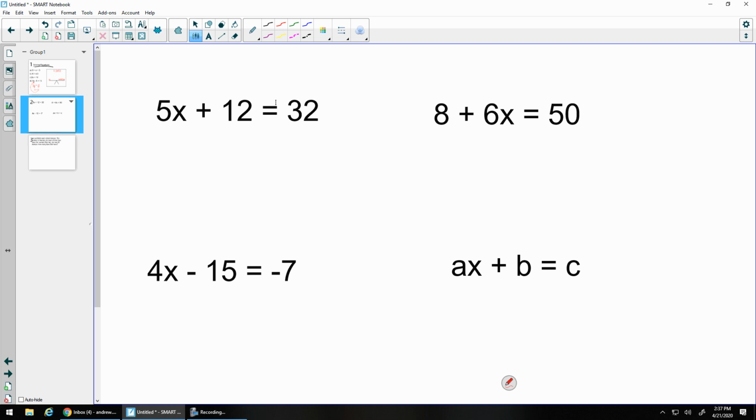So I want to get x all by itself. So first, I need to get rid of this 12. So it's positive 12, so I'm going to subtract 12, and I'm going to subtract 12. Okay, this is how I want you to be writing it out as well.